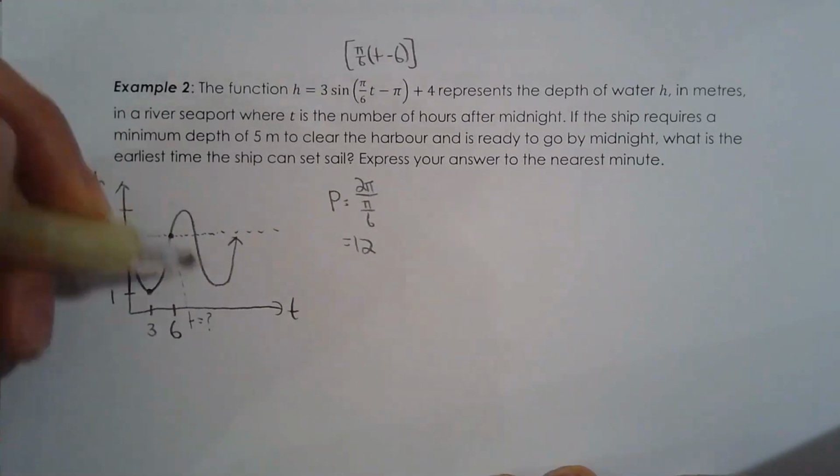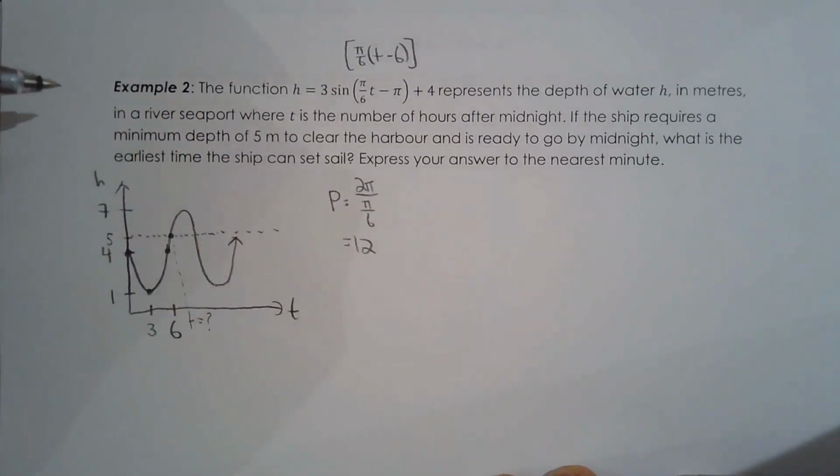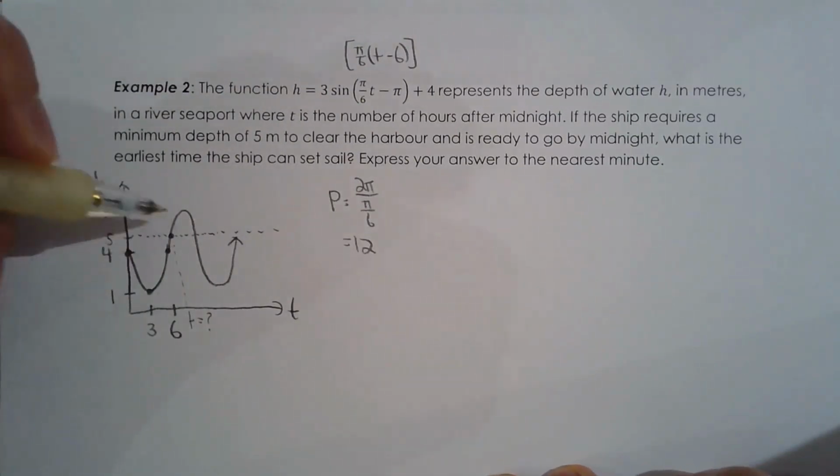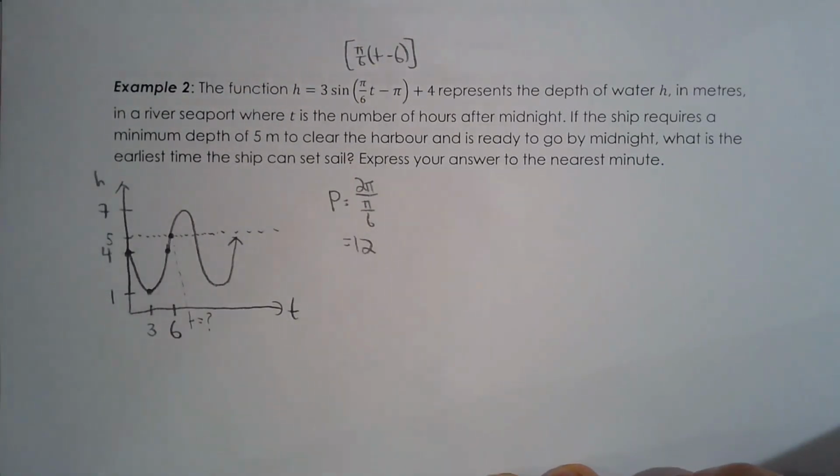Because there are infinite moments where the depth will be 5 meters, but I want the first moment because it's the earliest time the ship can set sail. So basically, this is a trig equation now. Let h equal 5, and then we're going to solve this.